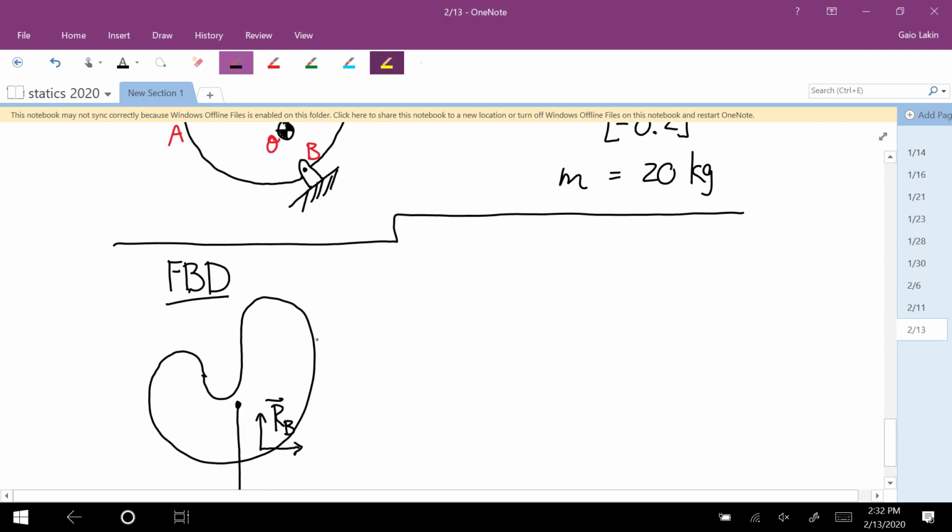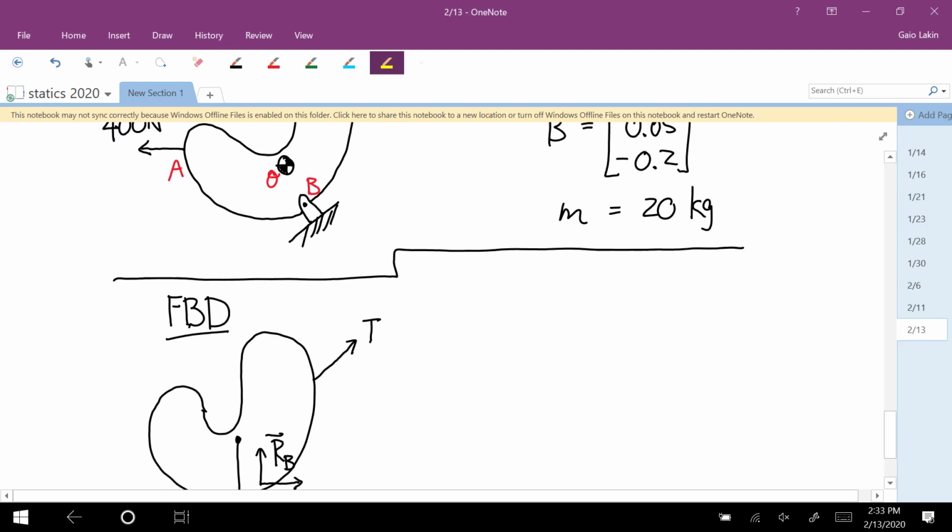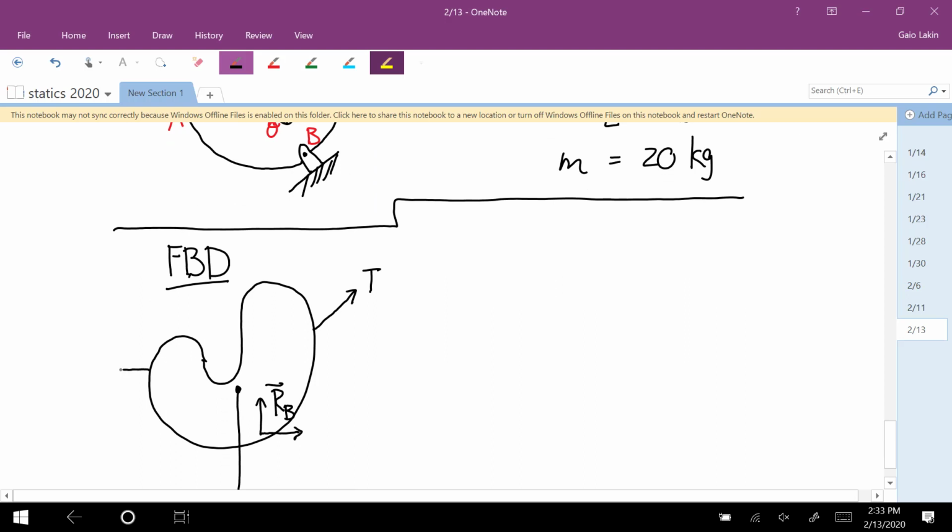And then the cable applies a force parallel to the cable away from the body. I'll call that T. And then there's a 400 Newton force this way.